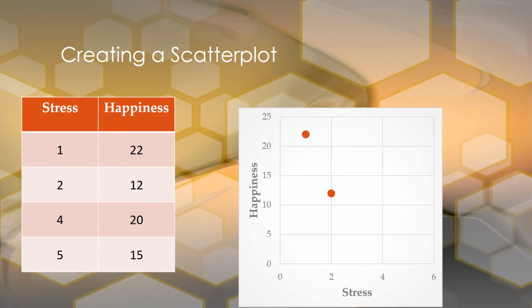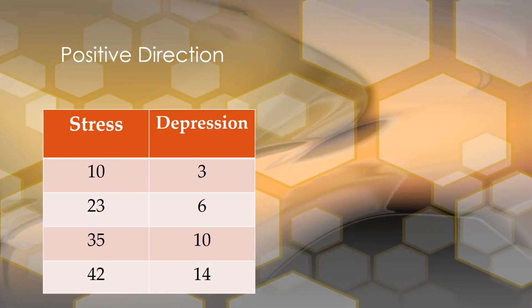Then we do that for the next person. So we had a stress level of 2 and a happiness level of 12, and that's where the intersection is. And then we do that for the third person and the fourth person. And now we have a complete scatter plot with an N of 4.